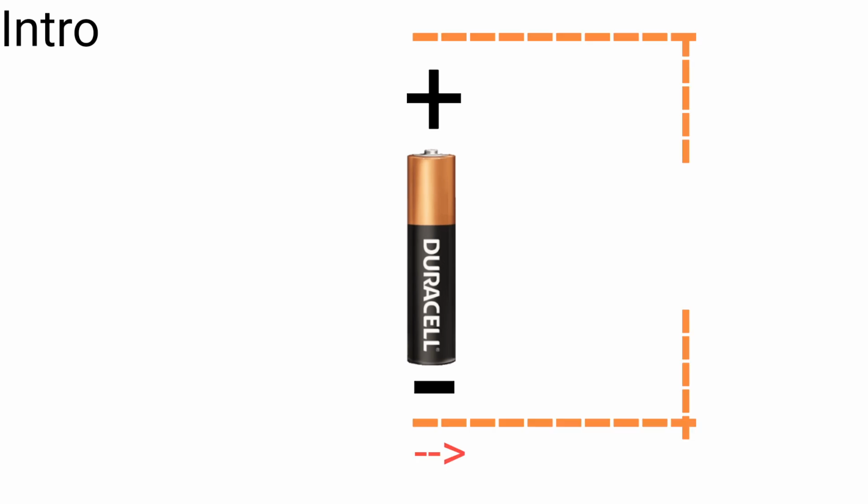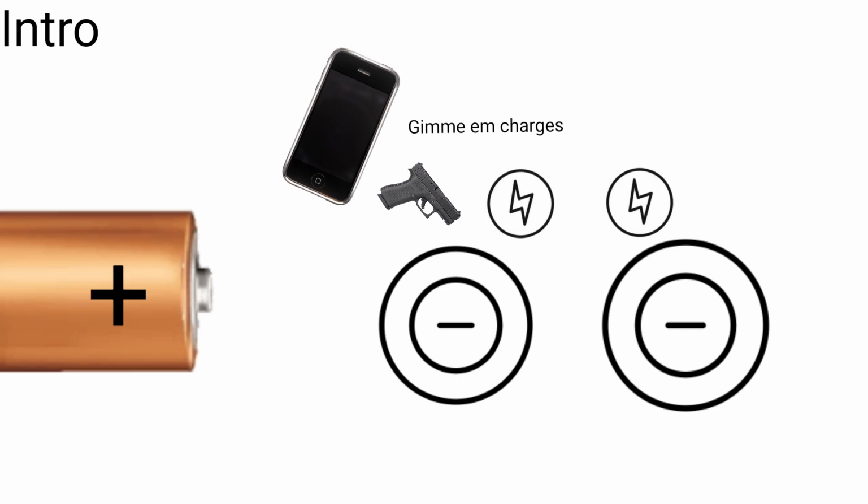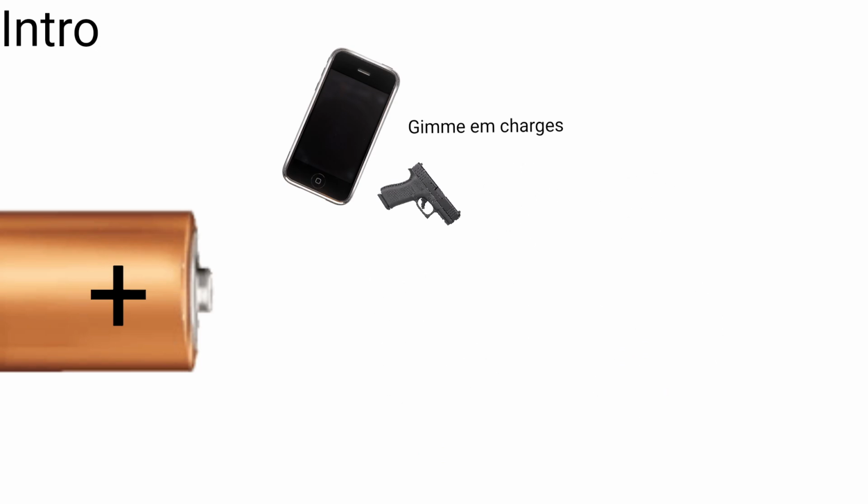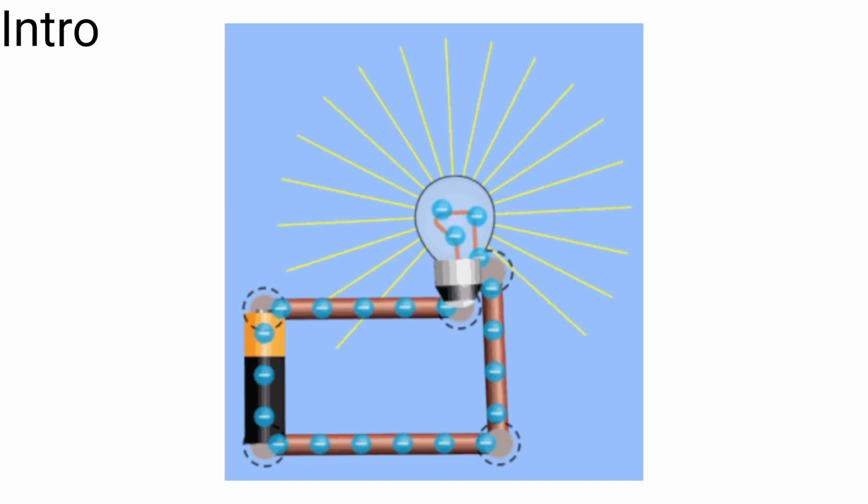Electrons leave the negative side, flow through a conductive path like a wire, and interact with devices along the way. Maybe a light bulb, a motor, or your phone. They give up some of their energy to power those devices, then return to the battery's positive side. Electrical current always needs a complete path back to its source.